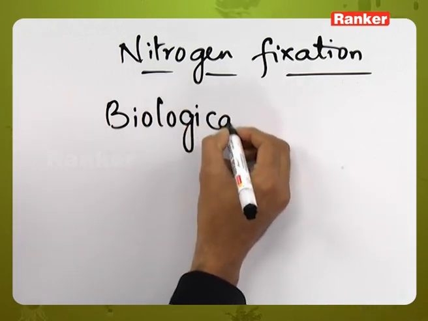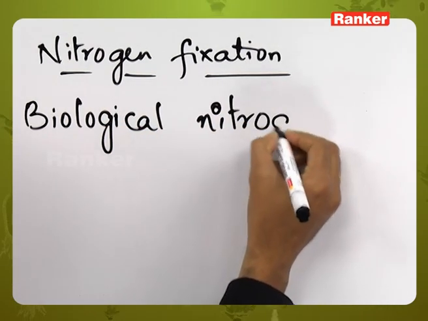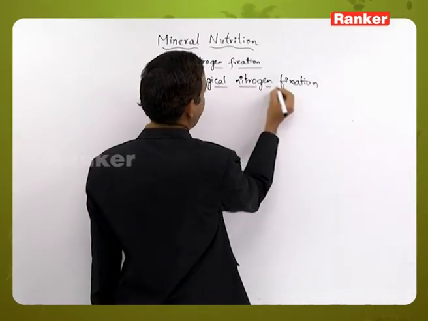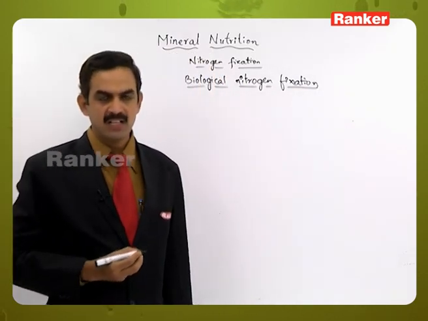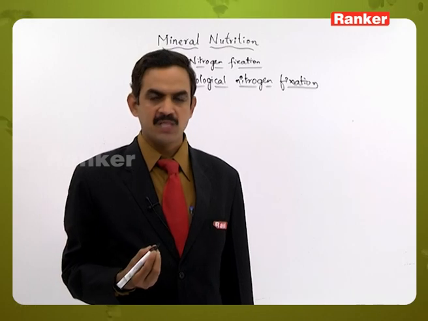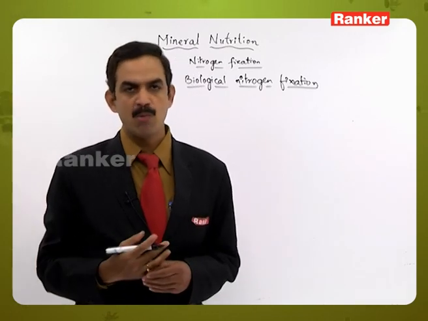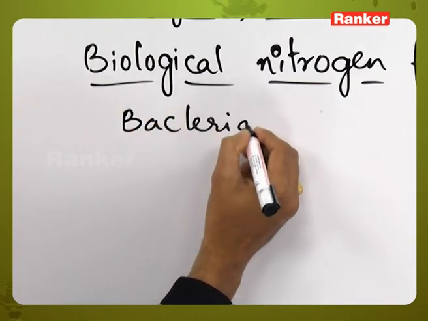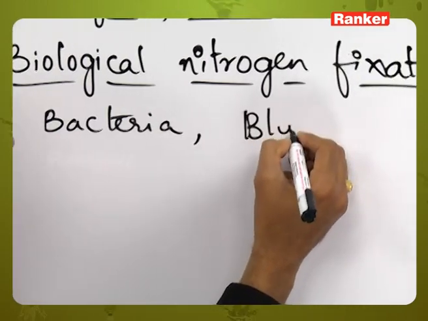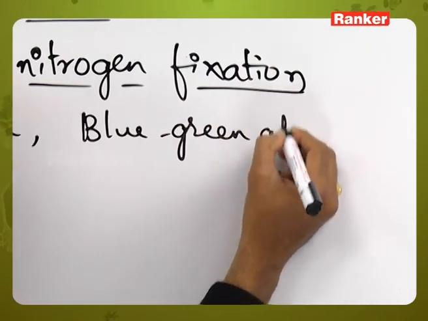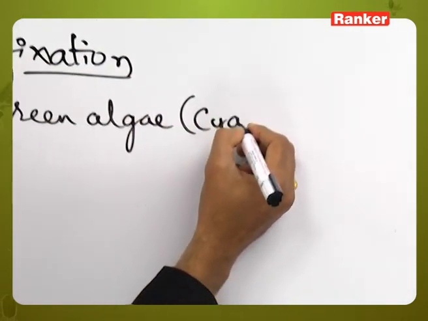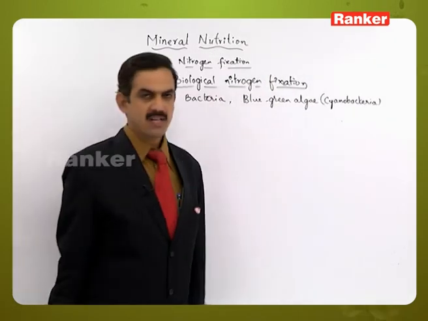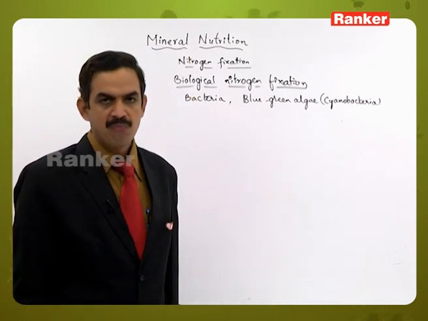In biological nitrogen fixation, different types of living organisms are involved. So here the living organisms are the ones which have the ability to convert the dinitrogen or atmospheric nitrogen present in the atmosphere into the available form of nitrogen. Here various types of organisms like bacteria and some blue-green algae, that is cyanobacteria, have the ability to convert the molecular nitrogen into the available form of nitrogen for the plants.